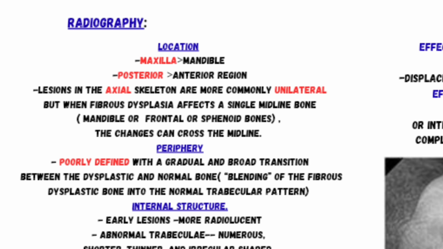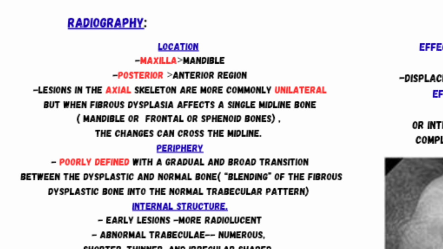Coming to the radiographic features. This is important from the oral medicine and radiology point of view. This can even come as a short answer question in your university exams. So you have to mention these radiographic features of fibrous dysplasia under the following headings. One is location, second is periphery, third is internal structure, fourth is effect on adjacent structures, fifth is the effect on adjacent teeth. So these five headings are important.